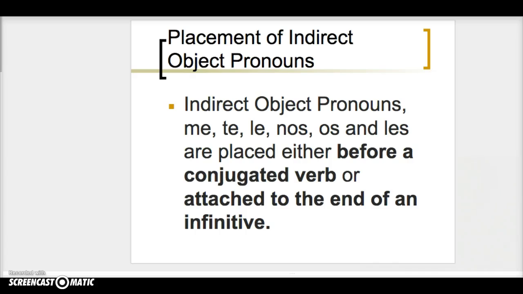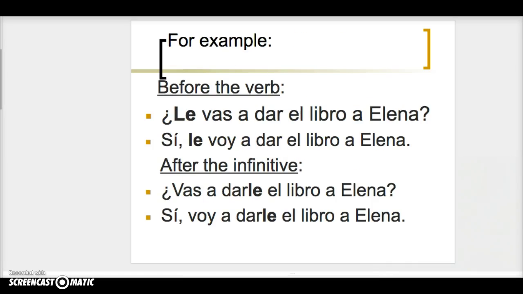One thing that's always important is to figure out where we put these indirect object pronouns. If we can remember, they go before a conjugated verb or can be attached to the end of an infinitive. That's going to carry over when we deal with the reflexive pronouns and reflexive verbs. So we just want to keep that in mind.